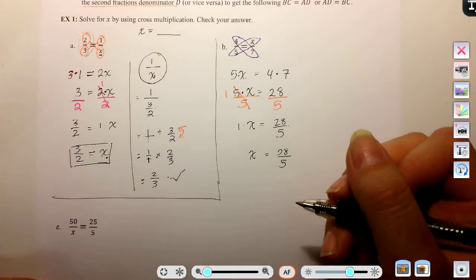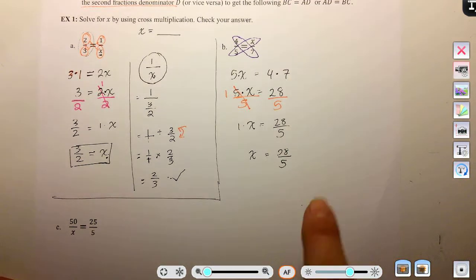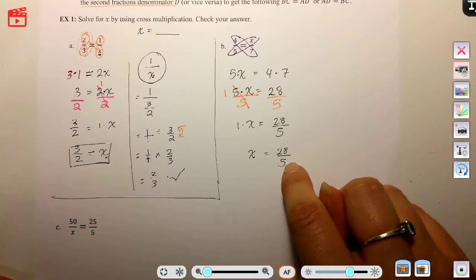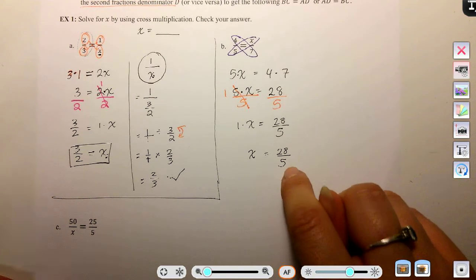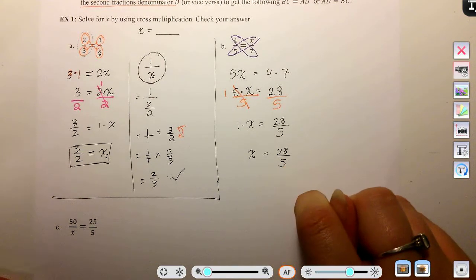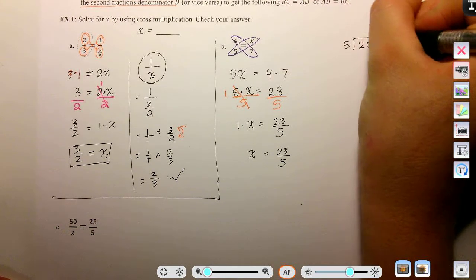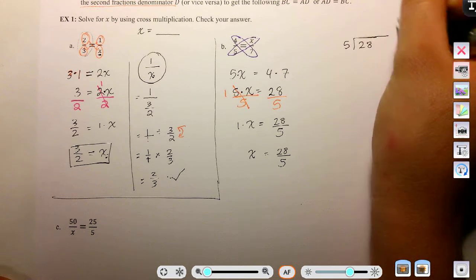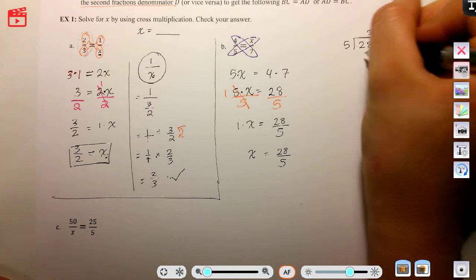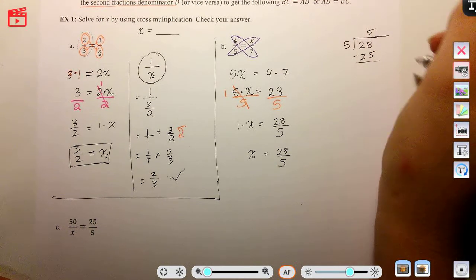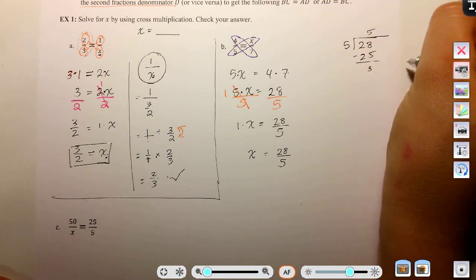All right, here's a quick question. We're not going to check our answer for this one, but what if I said you need to answer as a mixed number? How would we get a mixed number? Remember, we do the long division. Can 5 go into 28? Well, 5 can go into 28 5 times. That's going to be 25. Then doing the subtraction, we get 3.